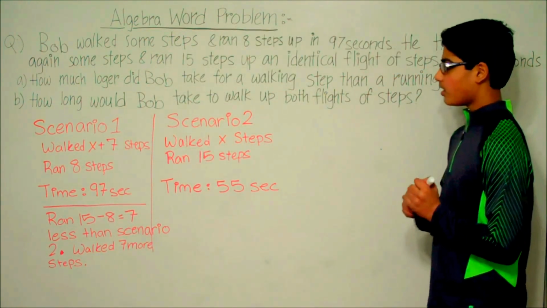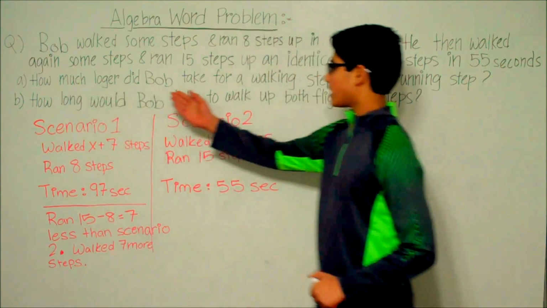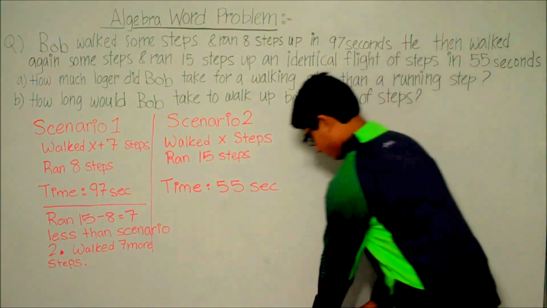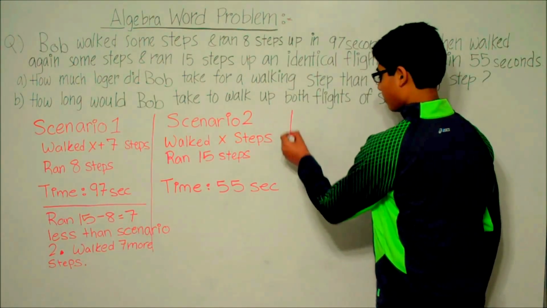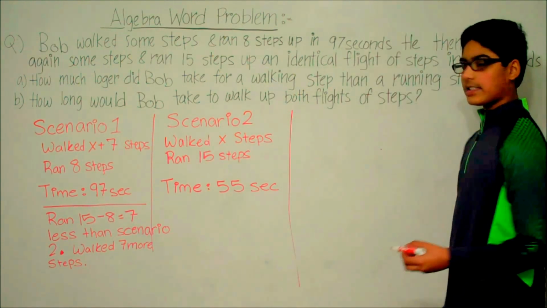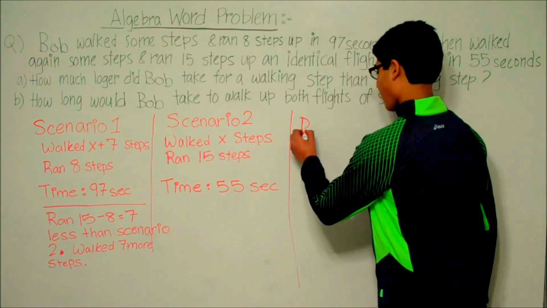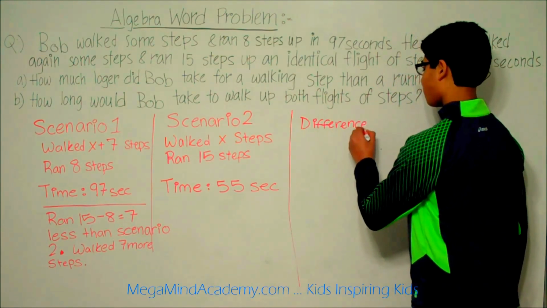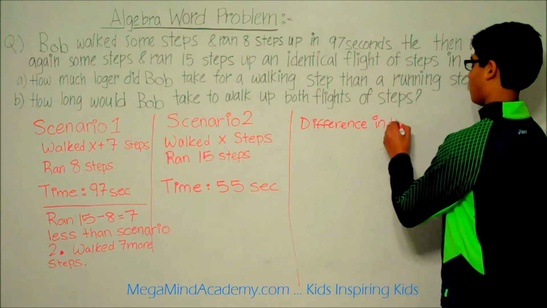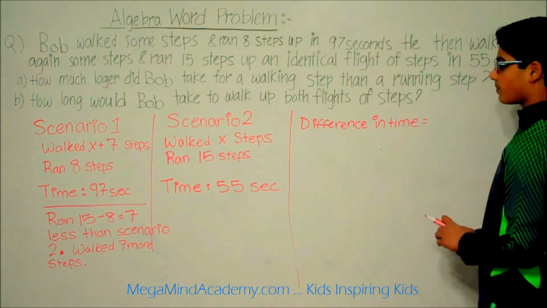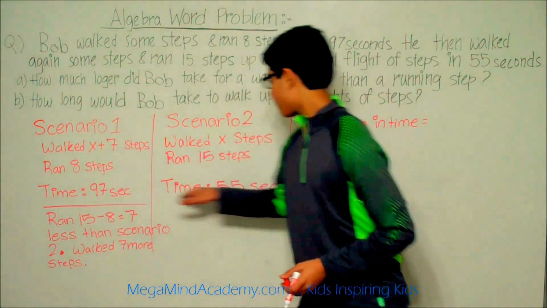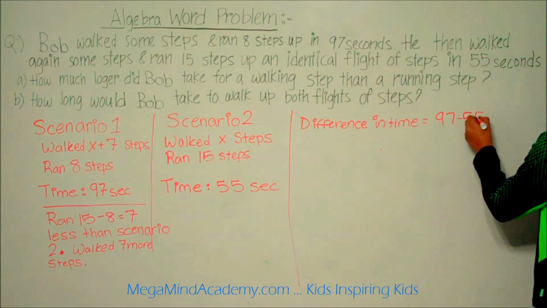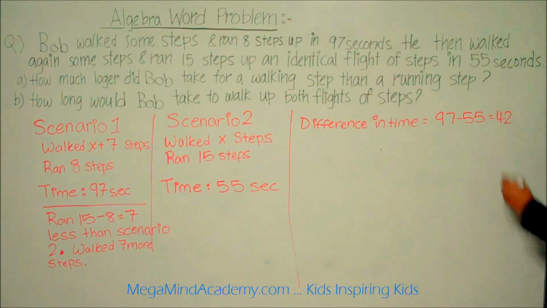Now, let's solve question A. How much longer did Bob take for a walking step than a running step? So, let's find the difference in the time. So the difference in the time is equal to 97 seconds minus 55 seconds, which is equal to 42 seconds.